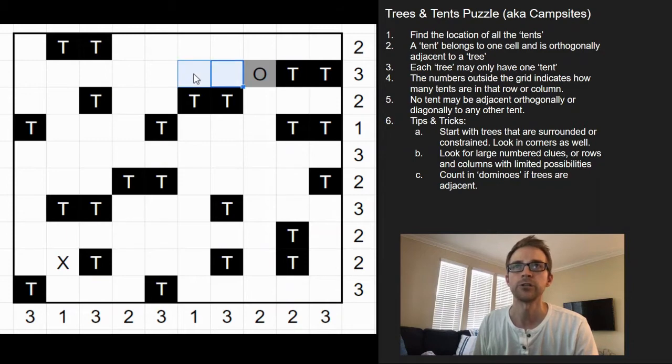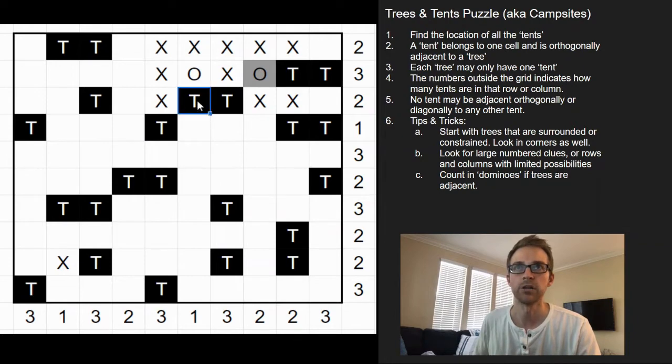And then because we know that there's going to be a tent in one of these dominoes, it has to be here because it can't be adjacent here. All the cells around this tent can be X'd out because we know no 2 tents can be adjacent to one another. So that forces this one. And again, we can color all of those.